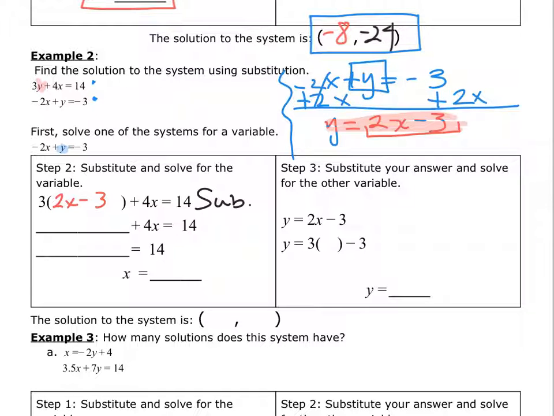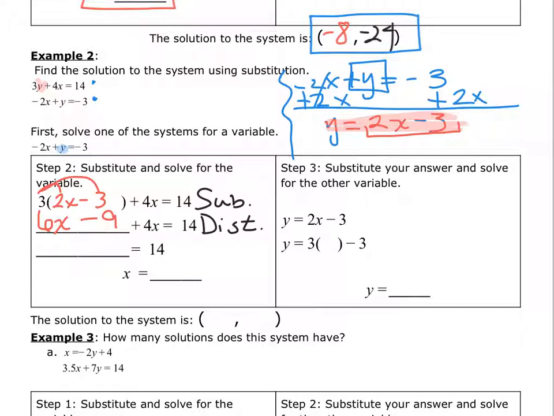All right, next we want to solve for x because I see all of my variables there are x's, right? Because I have 3 times 2x minus 3 plus 4x equals 14. So I'm going to distribute next. So 3 times 2x is, beautiful, 6x. 3 times negative 3, negative 9, plus 4x equals 14. We distributed.